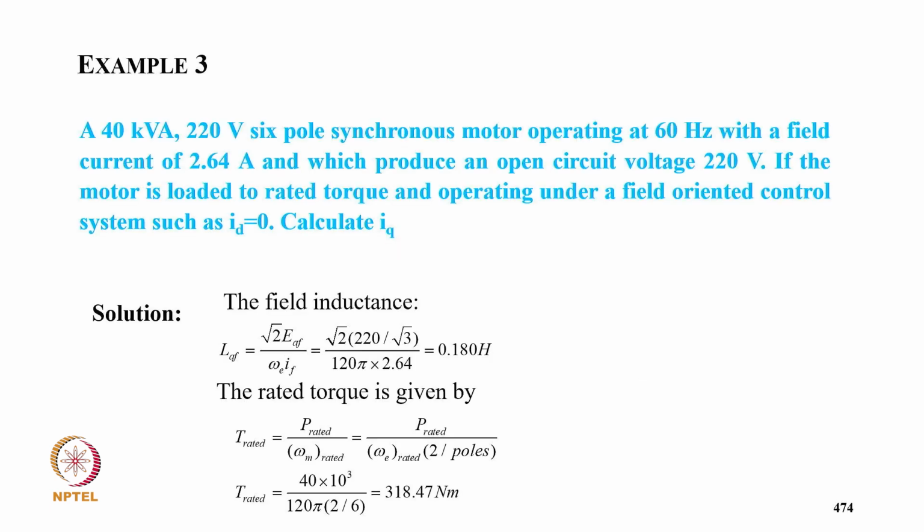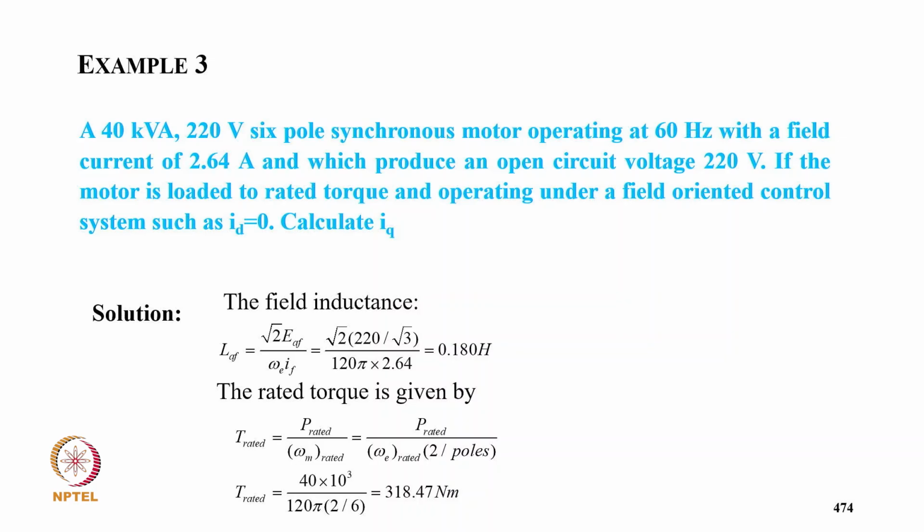Coming to example 3: a 40 kW, 220 volt, 6 pole synchronous motor operating at 60 Hz with a field current of 2.64 ampere, which produces an open circuit voltage of 220 volt. If the motor is loaded to rated torque and operating under a field oriented control system with Id equal to 0, calculate Iq.